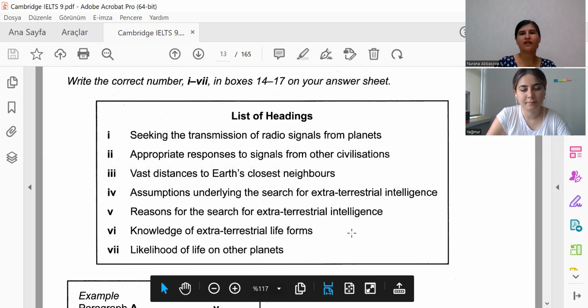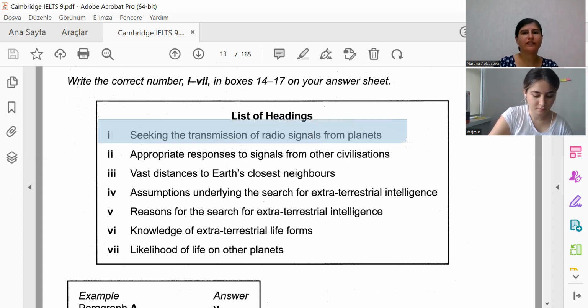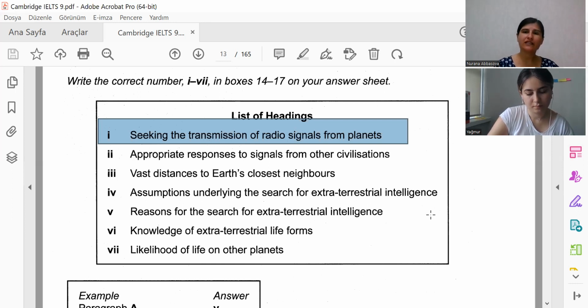So the steps are like this. First, you read all the paragraph headings and underline keywords. For example, let's read the first one and underline the keywords. Which words are they? Keyword means these words give you the meaning of the sentence.